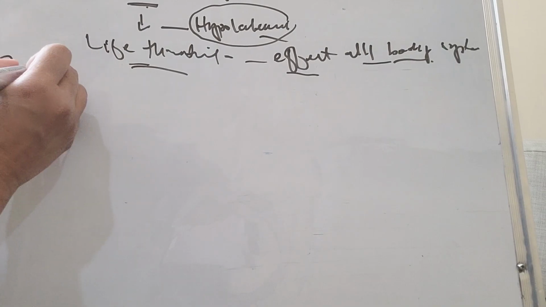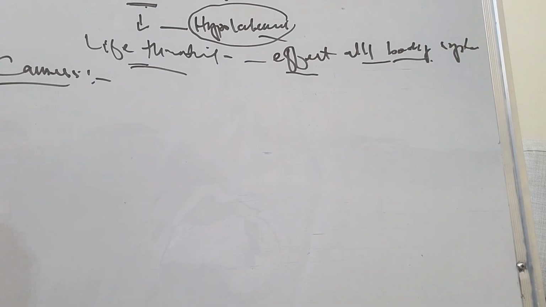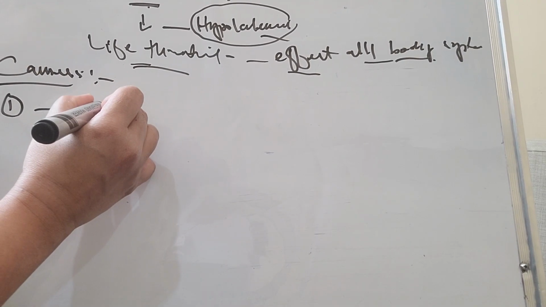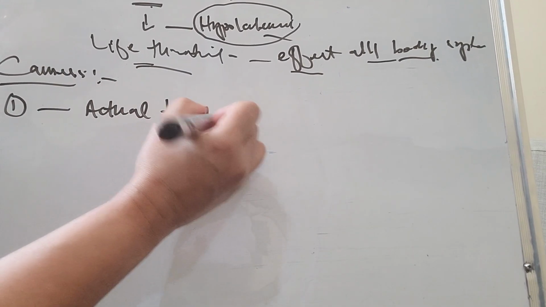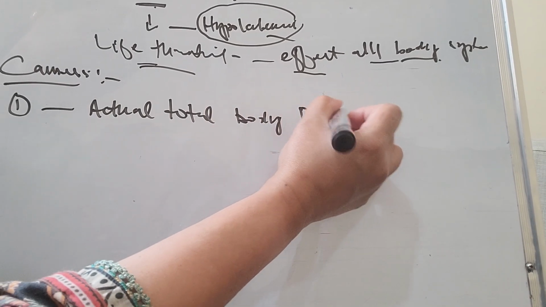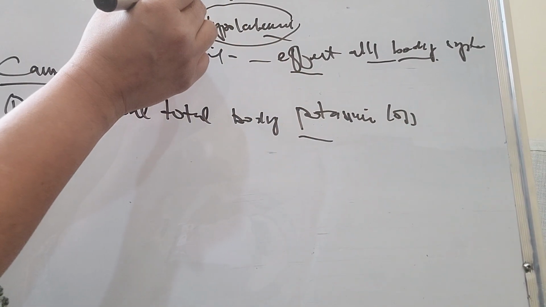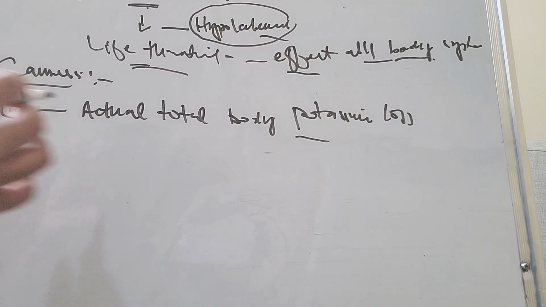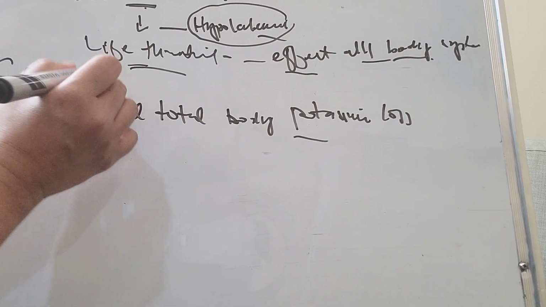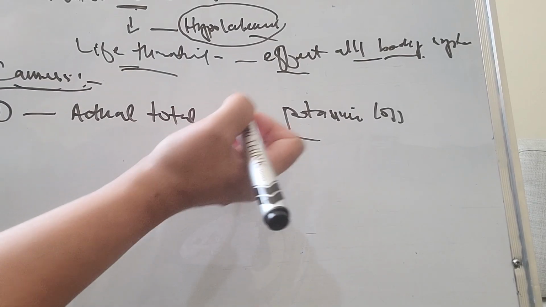What are the causes of hypokalemia? Number 1 is actual total body potassium loss. Our normal value is 3.5 to 5 millimole per liter, so if our total body potassium is less, this is also a cause of hypokalemia. So how is it happening? Why does our body have less potassium?